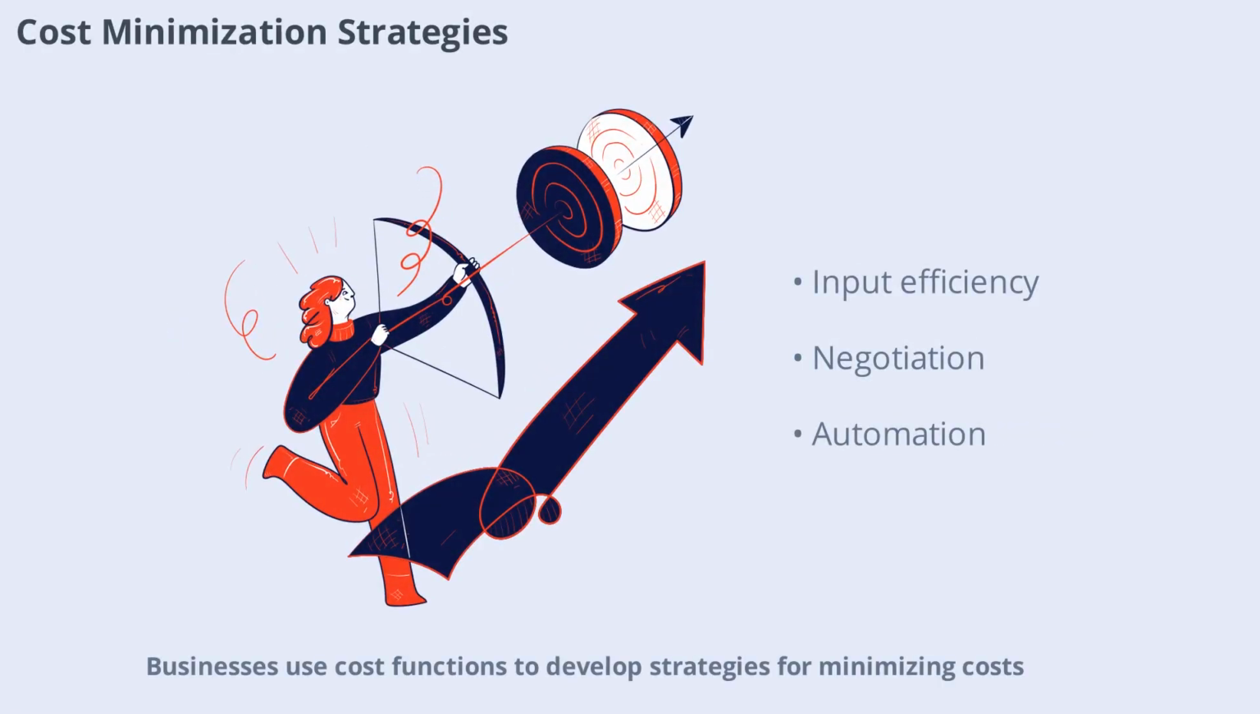Businesses use cost functions to develop strategies for minimizing costs. This might involve finding the most efficient combination of inputs, negotiating better prices for materials, or investing in technology to automate processes. Cost minimization is essential for staying competitive and maximizing profits, especially in industries with tight margins.